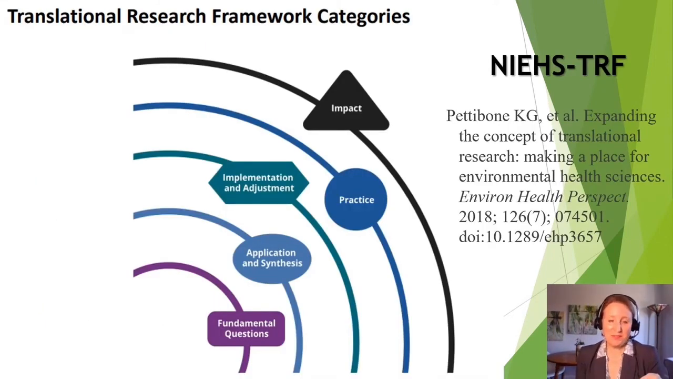Here are the 5 main categories of the TRF. And you'll find in our virtual classroom a guest YouTube video where Christina Pettibone, who was the lead author on generating the NIEHS TRF, explains that process to us. It's optional content, but I just want to thank Dr. Pettibone for her engagement with us as environmental health nurses. So what are the 5 main categories? Number 1, fundamental questions. 2, application and synthesis. 3, implementation and adjustment. 4, practice, and 5, impact. We'll go through examples of each of these in detail in the following slides.